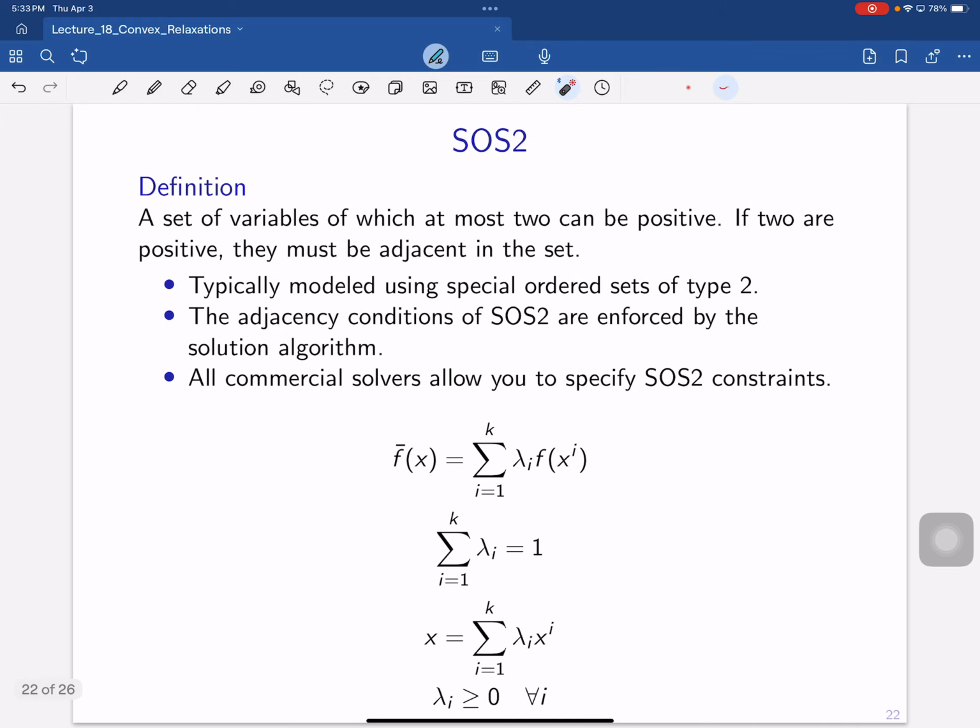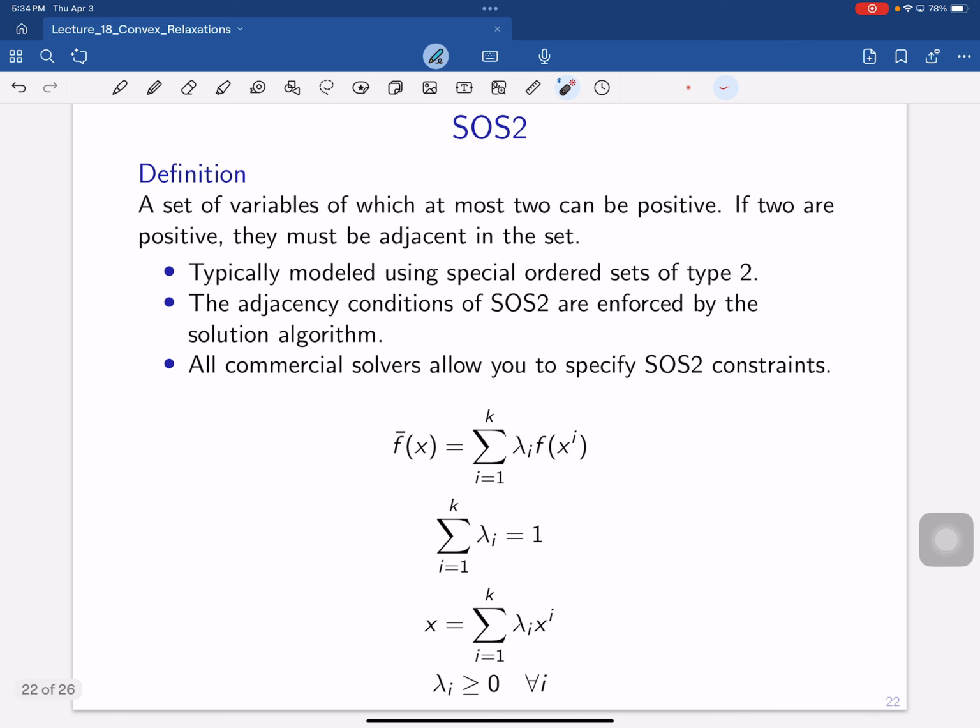Okay, so here's what we had before. x is a summation over lambda i times xi, the summation of lambda i equals 1, and lambda i follows the SOS2 constraint, meaning that only two adjacent lambdas can be non-zero.